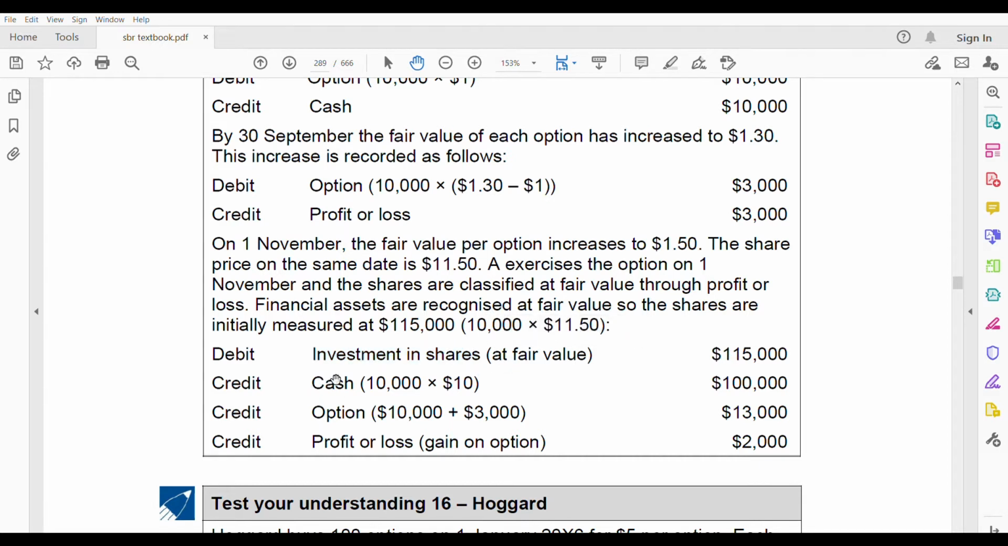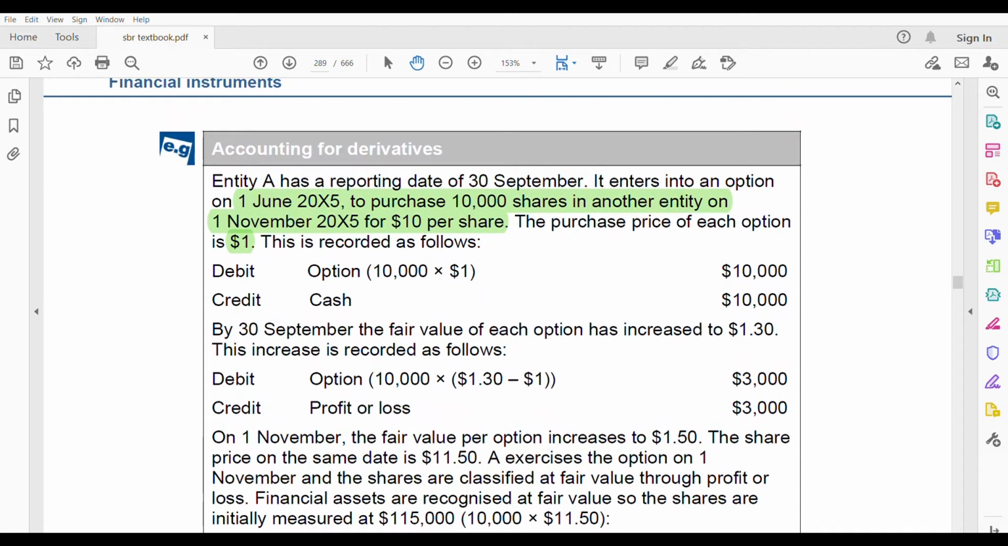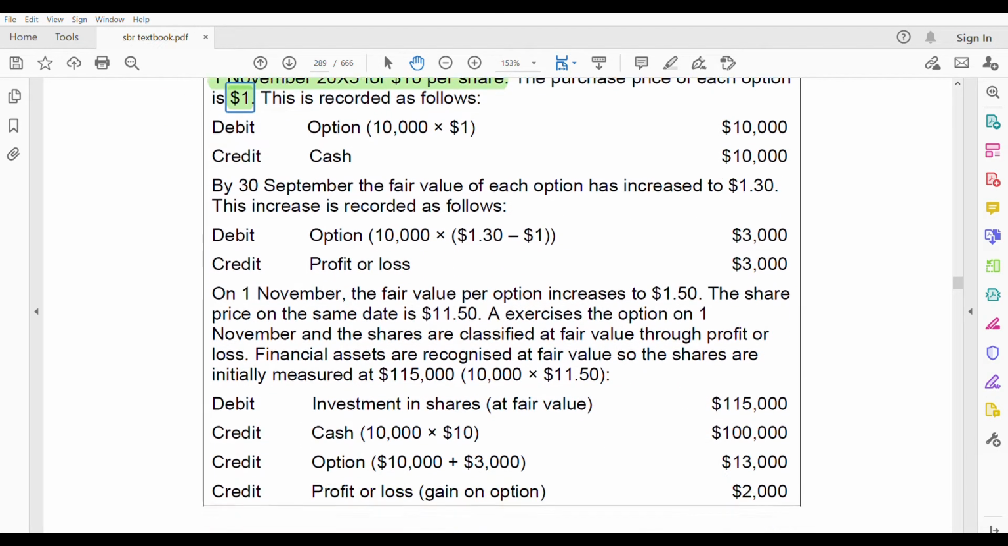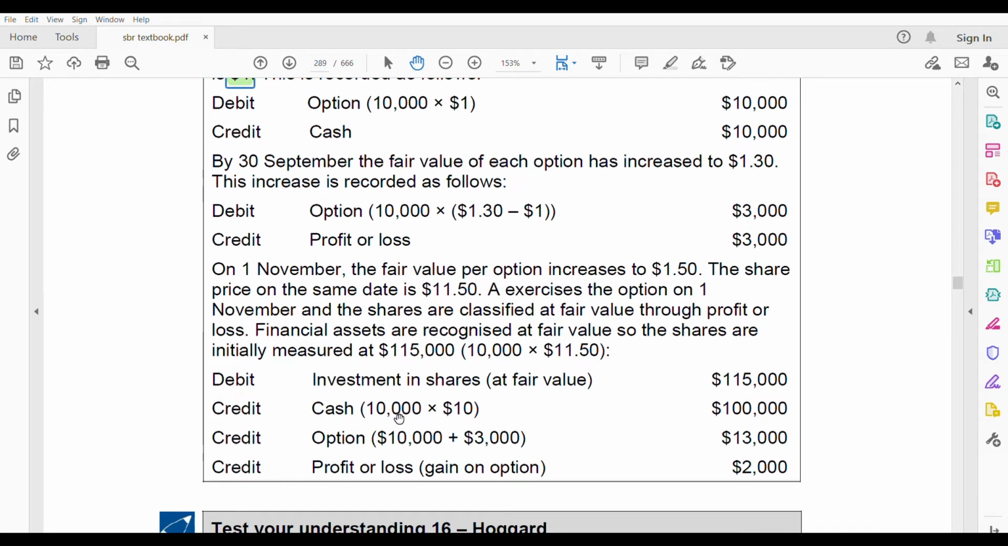Then credit cash. How much? Because you have to pay cash: 10,000 into 10. Because if you see, on 1st of November 2005 they are going to purchase shares in another entity for 10 per share. That's why on that day, 1st of November 2005, they are exercising the option. So on that day, you have to pay cash 10,000 into 10 to exercise the option.